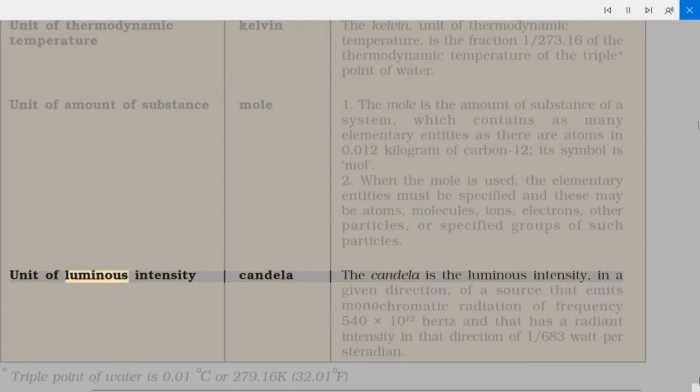Unit of luminous intensity, candela. The candela is the luminous intensity, in a given direction, of a source that emits monochromatic radiation of frequency 540 × 10^12 Hz and that has a radiant intensity in that direction of 1/683 watt per steradian.